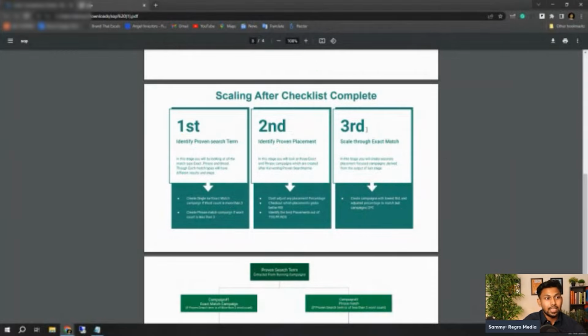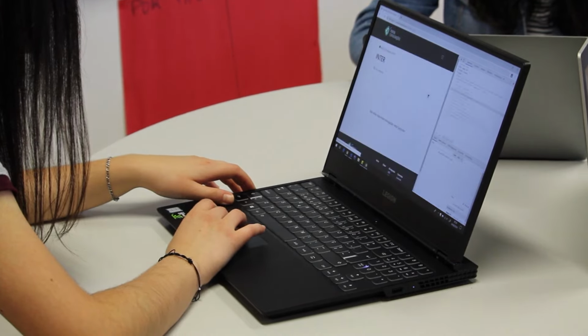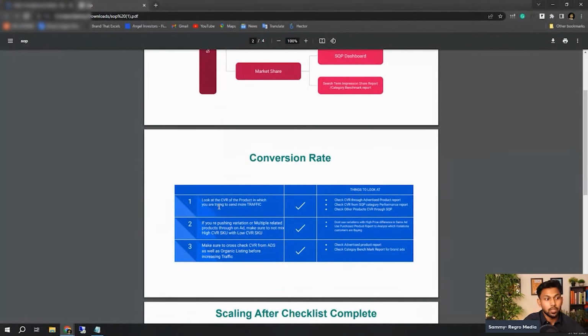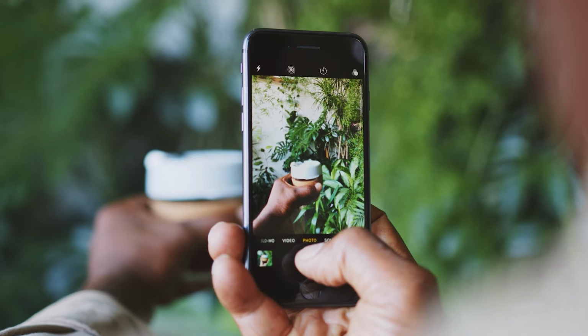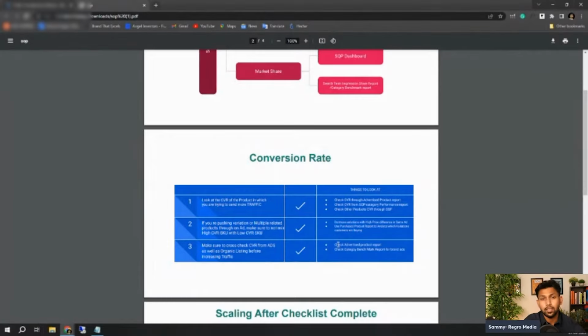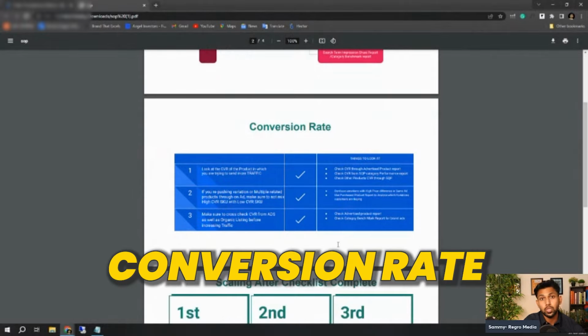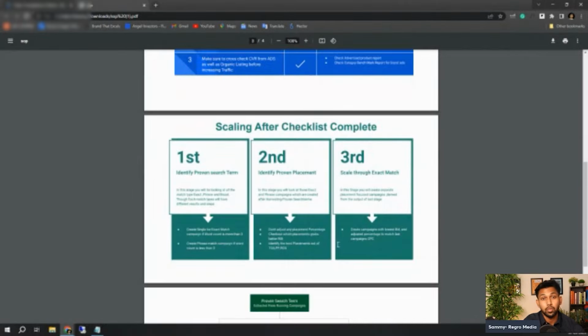So scale after the checklist is complete. You have to first go through the checklist, and if everything is going good, then proceed. Now what is in the checklist? You can probably take a screenshot and check this out. A lot of things need to be checked before you start scaling a campaign, because conversion rate also needs to be optimized before you bring on more traffic.